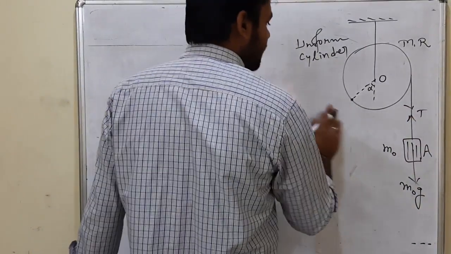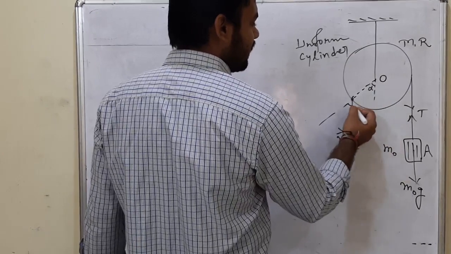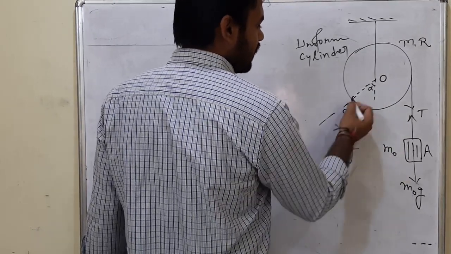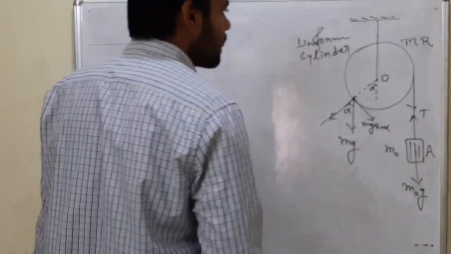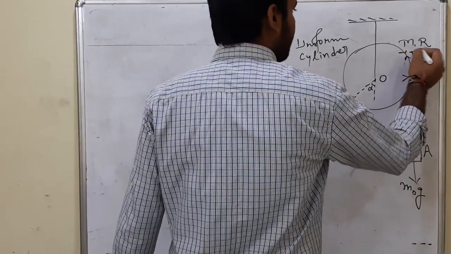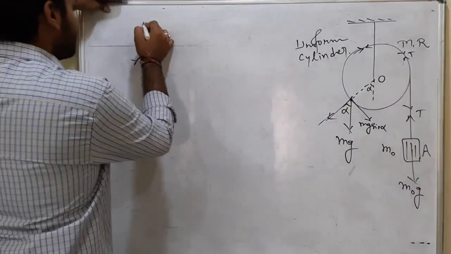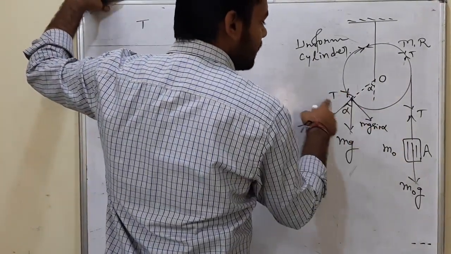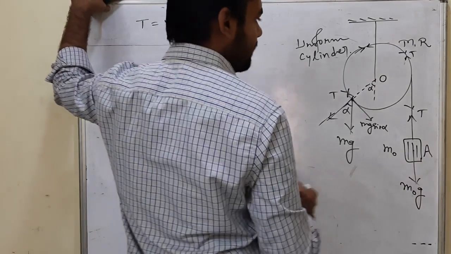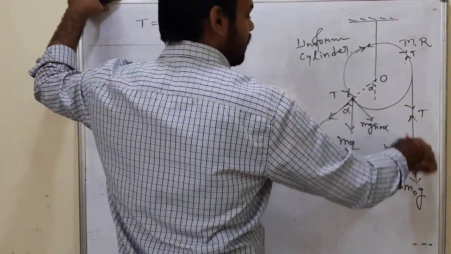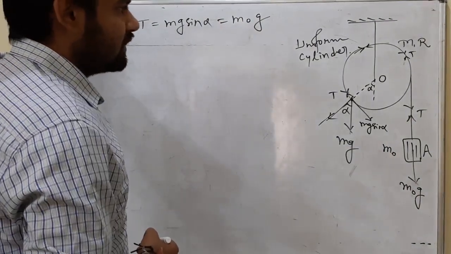Then what about this mass, small m? The weight of this mass will act in this way, and if this angle is alpha, then its components will be mg cos alpha and mg sin alpha. This tension is T everywhere along the periphery. So for the equilibrium of the system, there is also tension T here, so T must be balanced by mg sin alpha. But T is also equal to m0 g, so I am also writing it as m0 g. Is it clear?